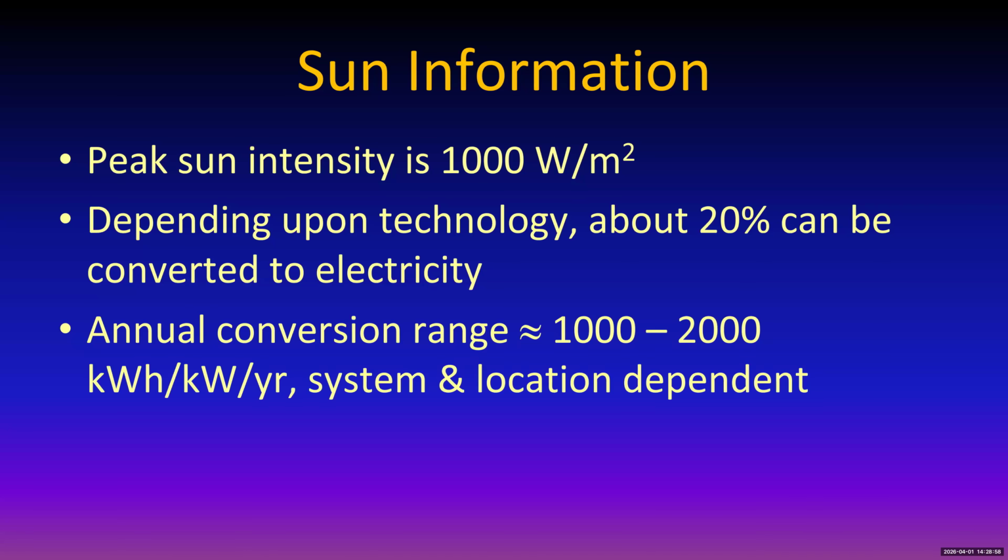The annual conversion range. In other words, how many kilowatt hours per year can you get for every kilowatt you install? And it typically ranges from 1,000 to 2,000, depending on the system and exactly how it's mounted, what direction it's facing, what's the slope, and so forth. There are computer programs. People have done this modeling. They've done lots and lots of empirical measurements on sunlight. So there are a number of different programs available to model the system.